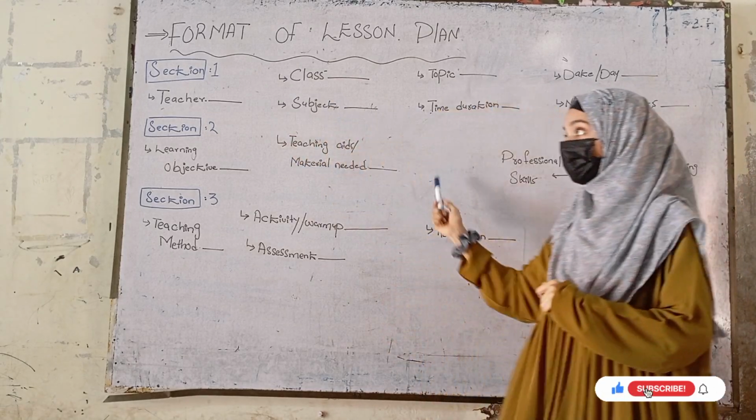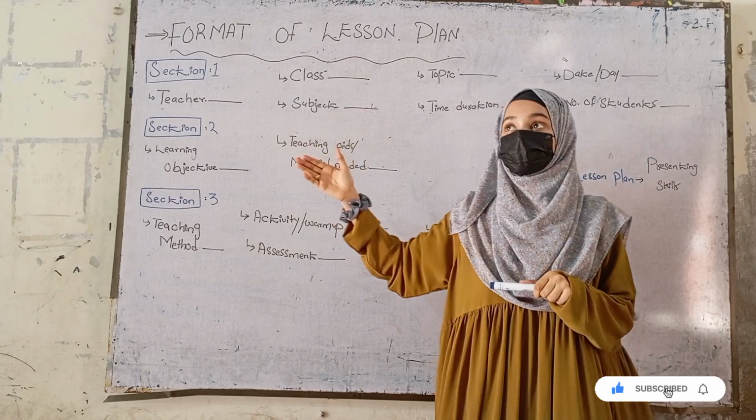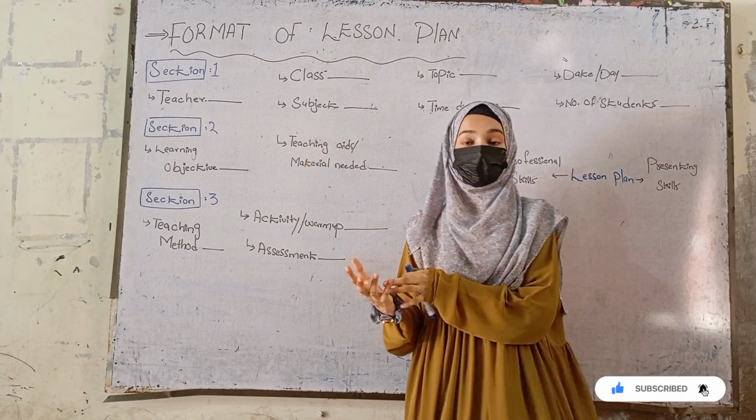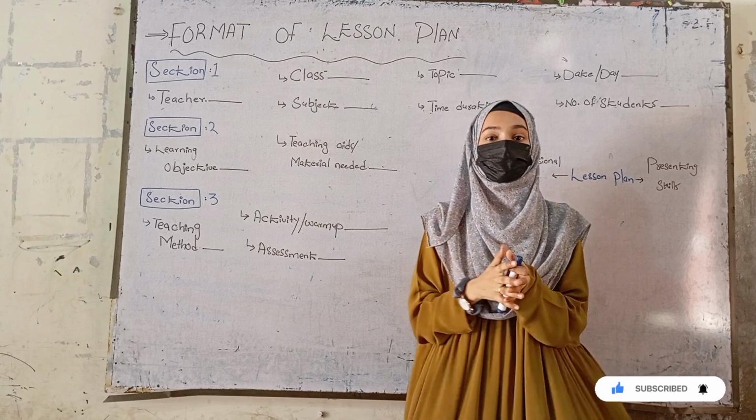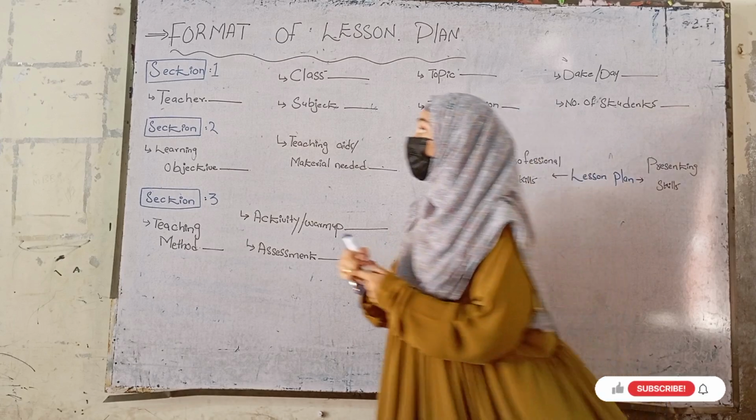So let's start with section number 1. Section 1 includes all the information of the teacher, meaning such information which is added in the academic record. So let's see what it is.